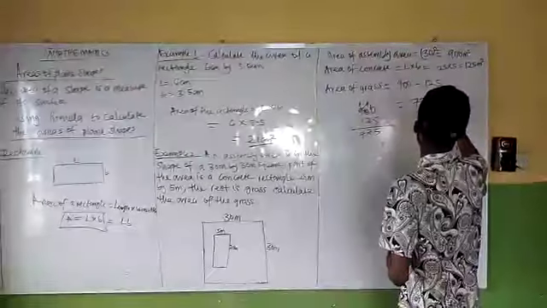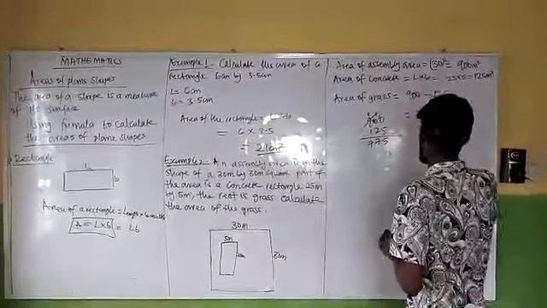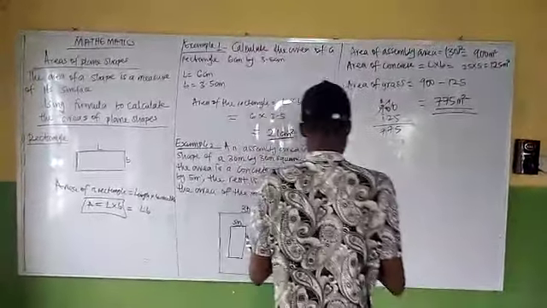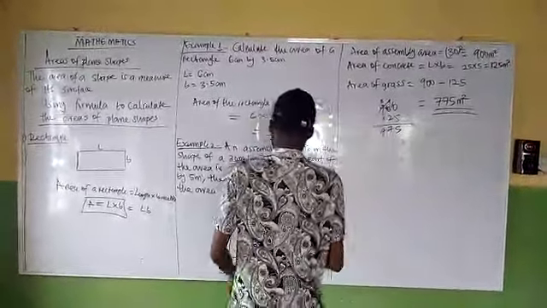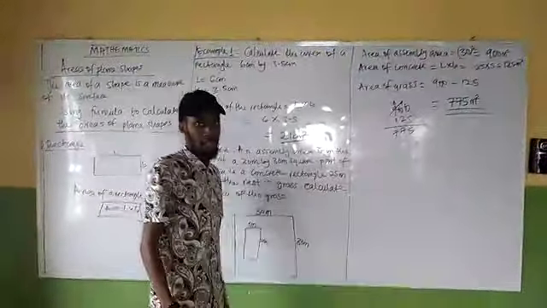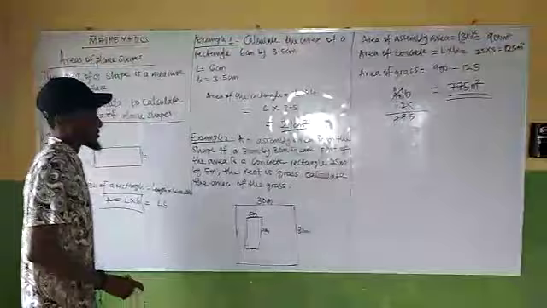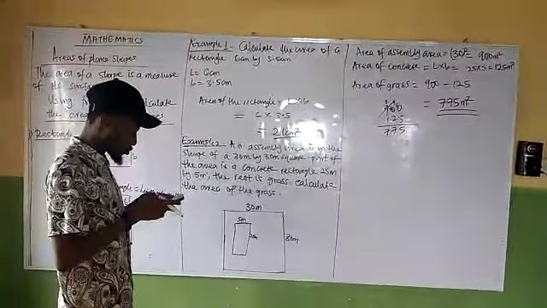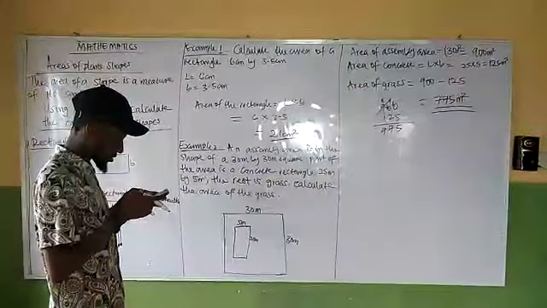775 meter square. That will be your answer. So hence, the area of that grass is 775 meter square. Is that taken? So that is that. Now let us go on to the next one.